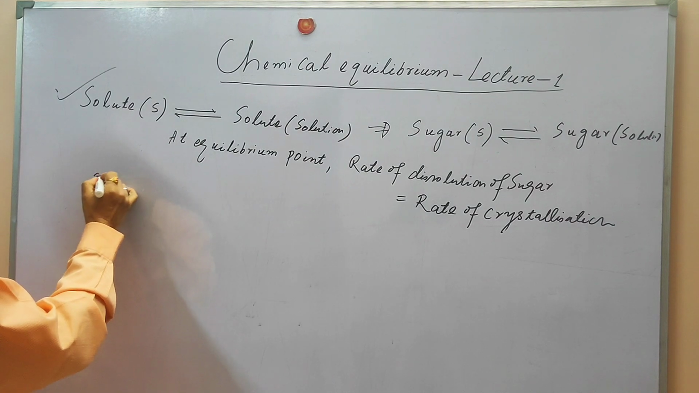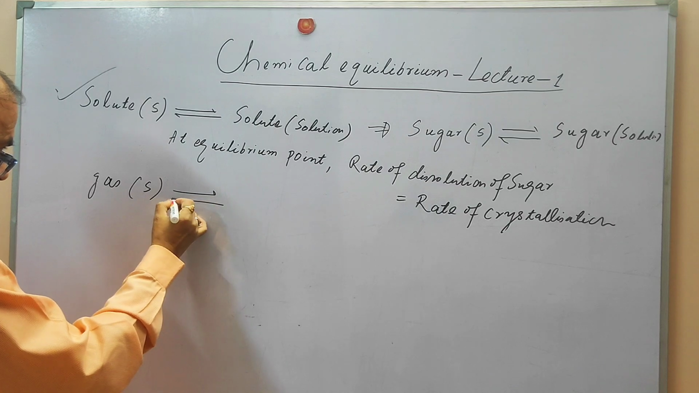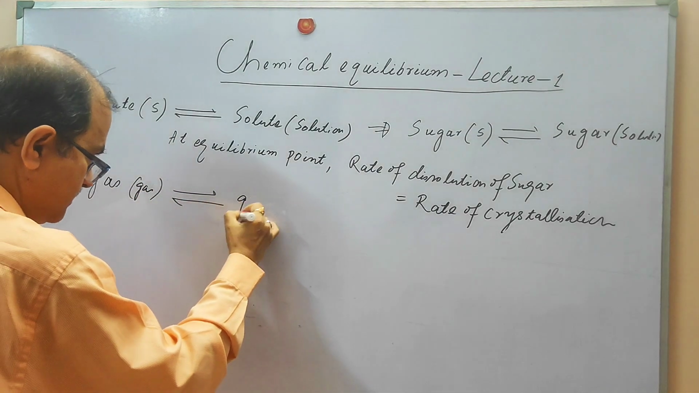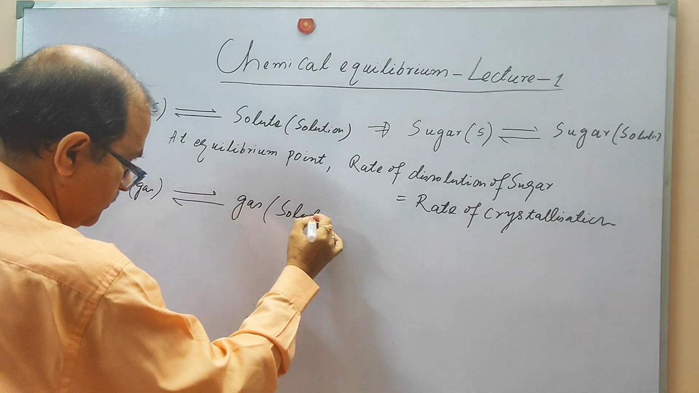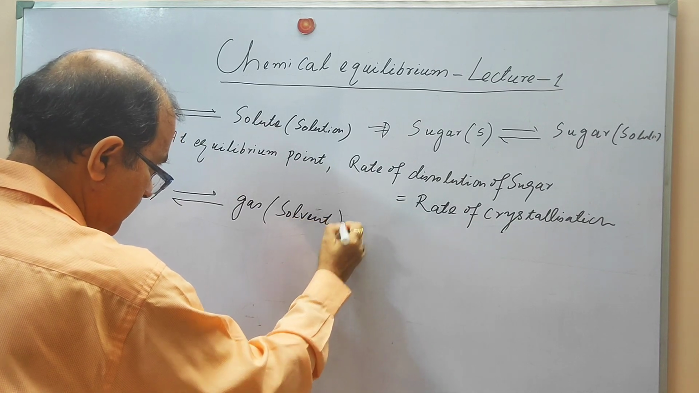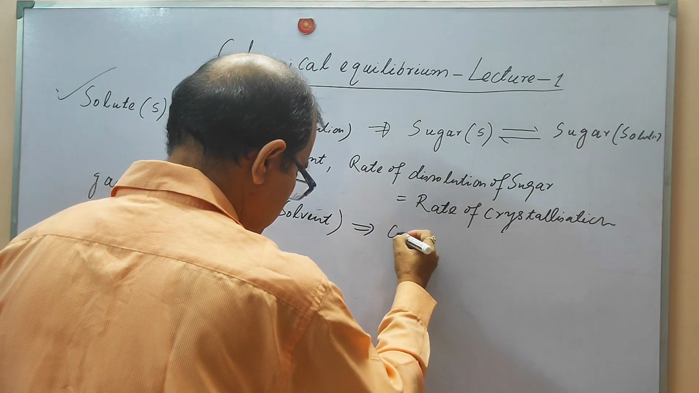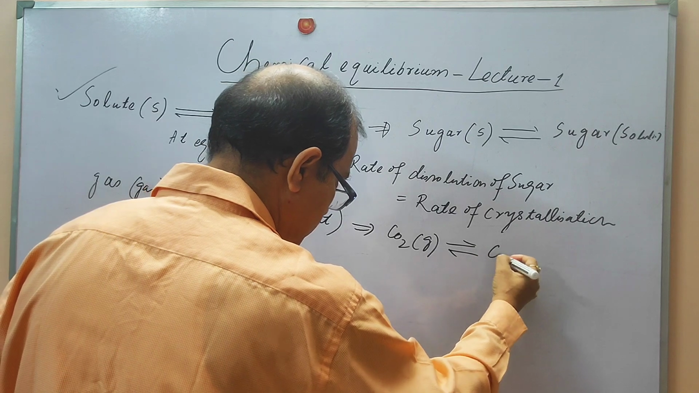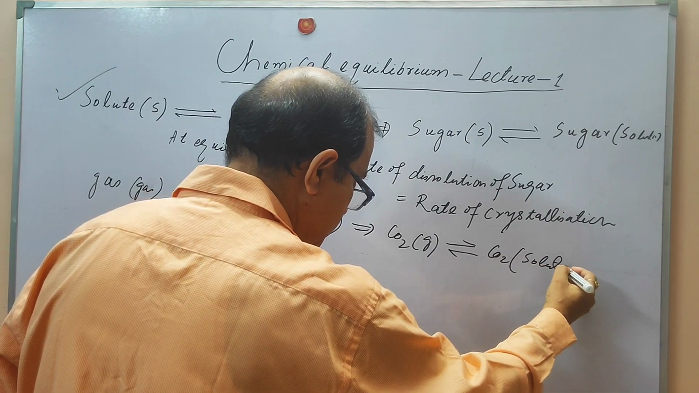Now we are going to understand another important process, that is gas in the gaseous state and gas in the solution, in the solvent. The example you can see: carbon dioxide gas is in equilibrium with the carbon dioxide in the solution.